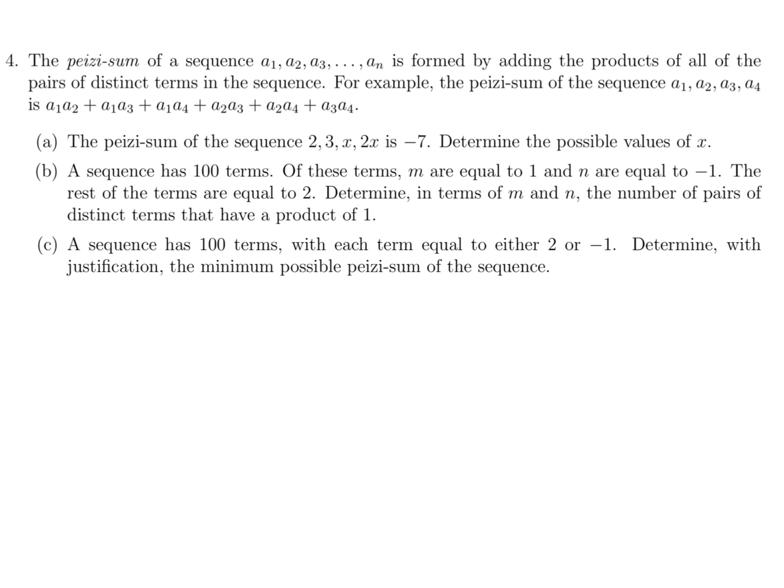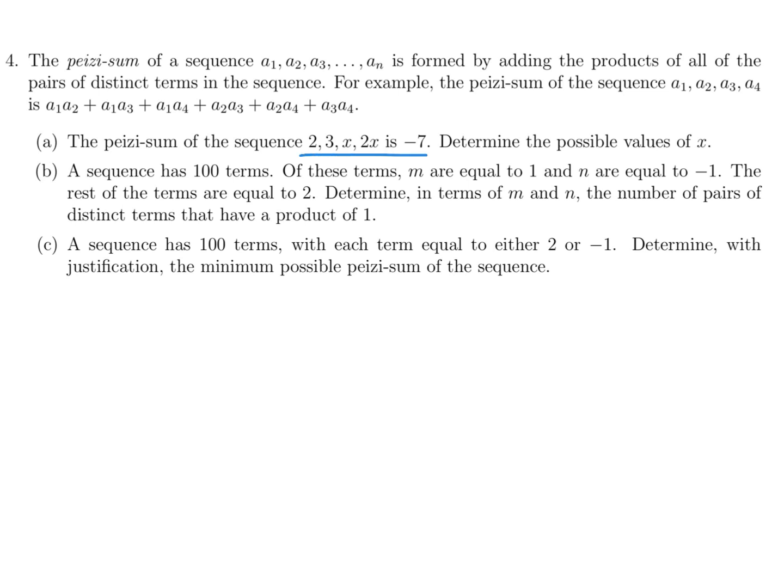Number 4, the Piazzi sum of a sequence A1 through AN is formed by adding the products of all the pairs of distinct terms in the sequence. For example, the Piazzi sum of the sequence A1 to A4 would be A1A2 plus A1A3 and so on. The Piazzi sum of the sequence 2, 3, x, 2x is negative 7. What are the possible values of x?